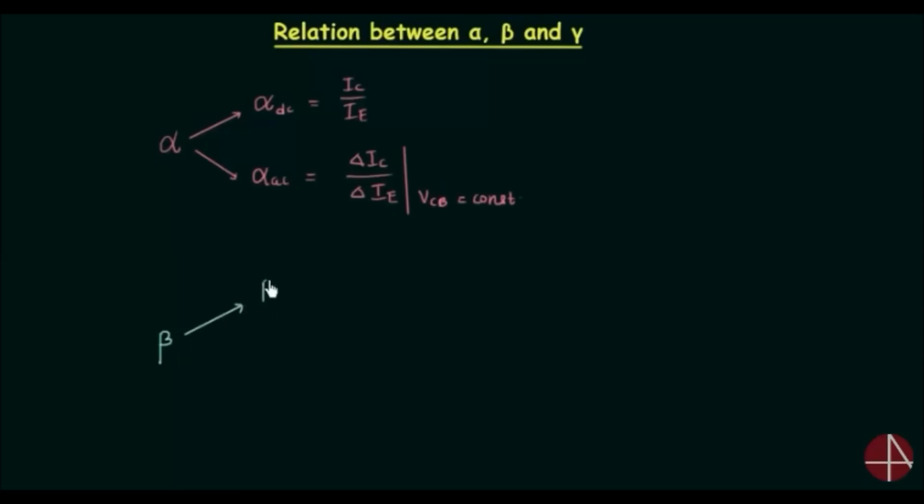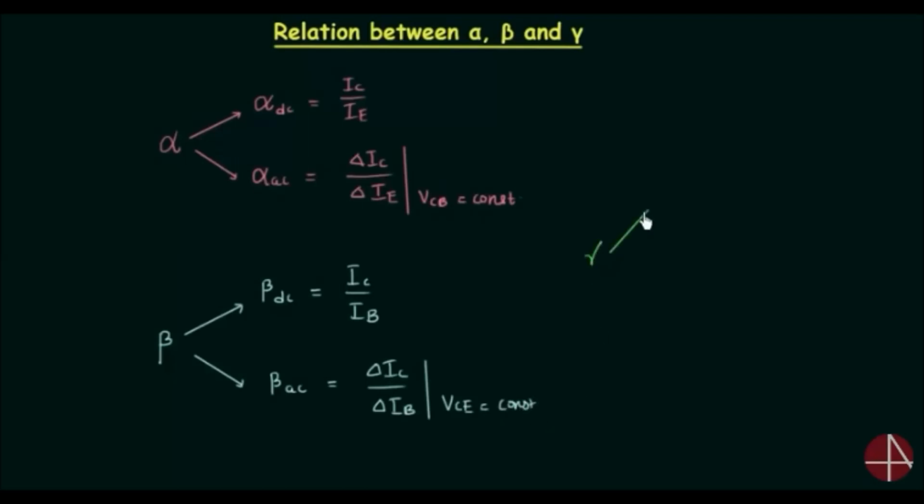Beta is the amplification factor in common emitter configuration, and like alpha we have two types of beta. The first one is beta DC and the second one is beta AC. Beta DC is IC by IB and beta AC is equal to delta IC divided by delta IB when the output voltage VCE is constant.